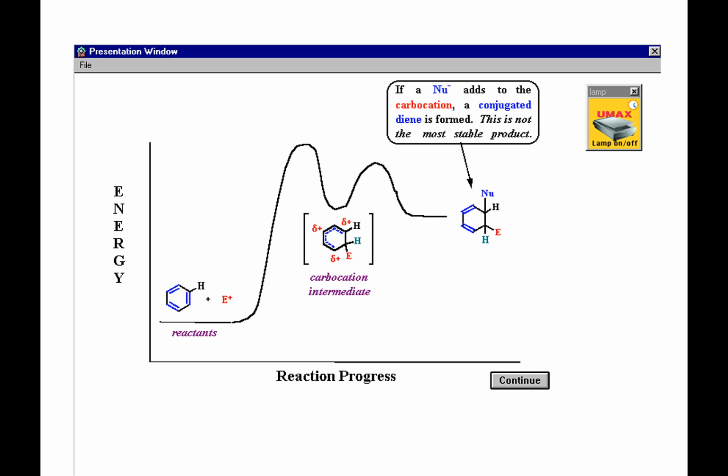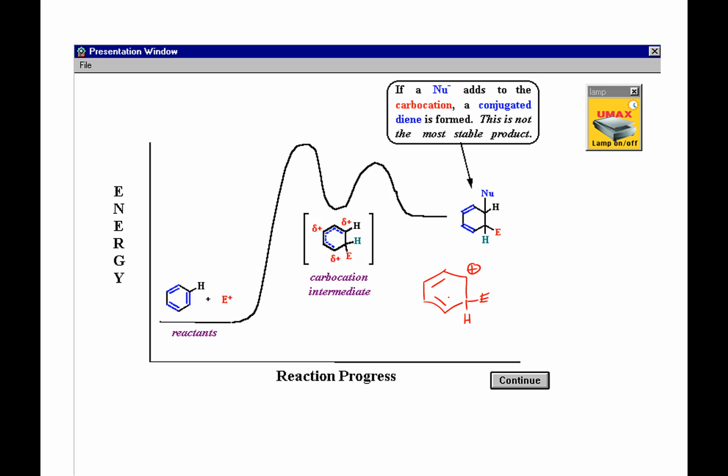So we're going to add an electrophile to the benzene ring. And when we add that electrophile, it is going to add to the double bond, a double bond, so that we form the carbocation. And then we can draw the resonance structures for that, which would be the intermediate that's on this slide.